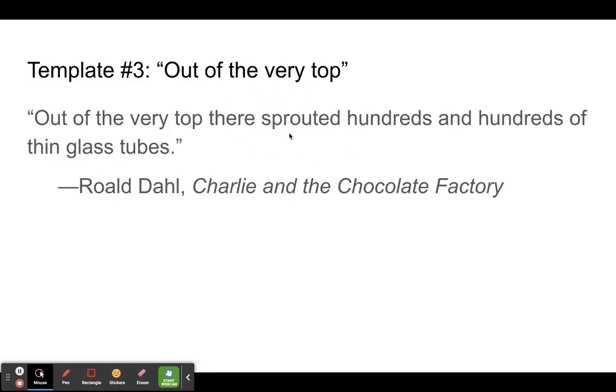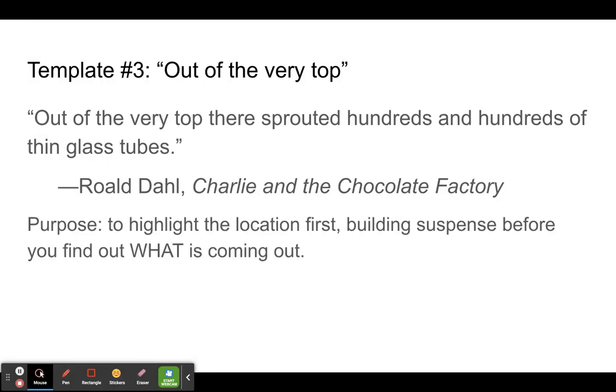There sprouted. And we'll talk more about how we figure out why we would phrase a sentence this way. And what does it do? It highlights the location first. So out of the very top of that machine, before we even know what is coming out of the top, we know it's at the top. And because he withholds the description of what it is, you build suspense before you find out what is the thing that is coming out of the very top.